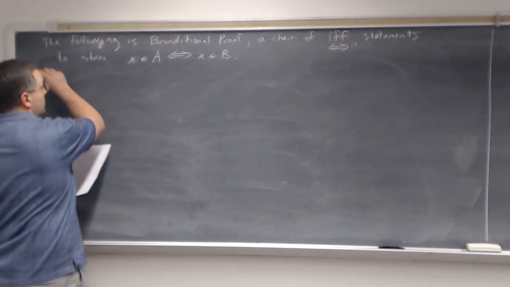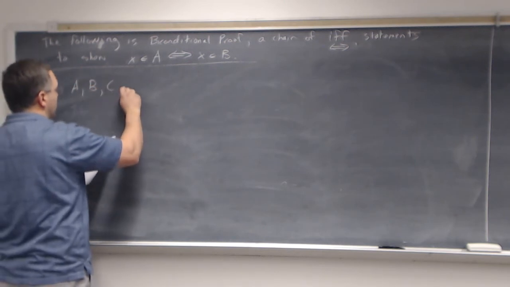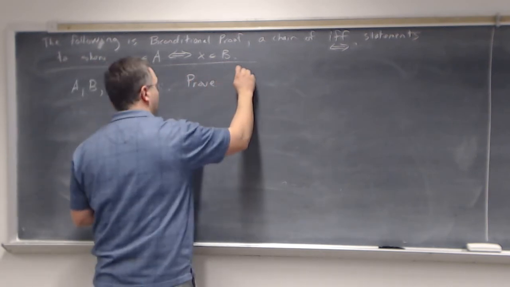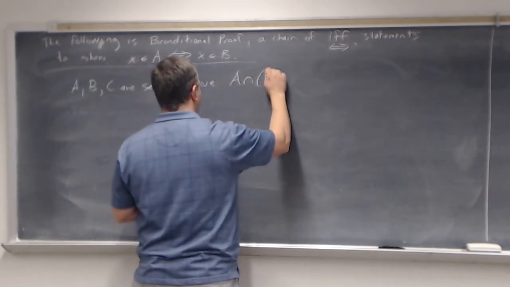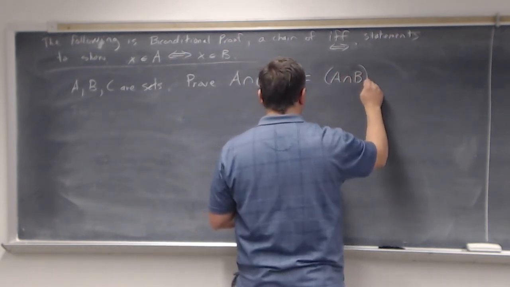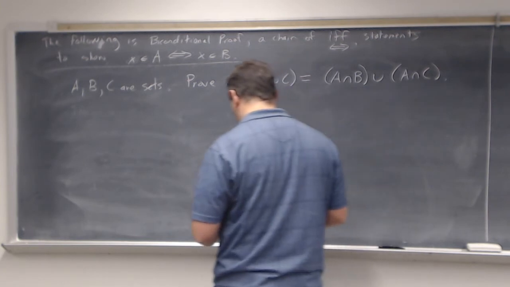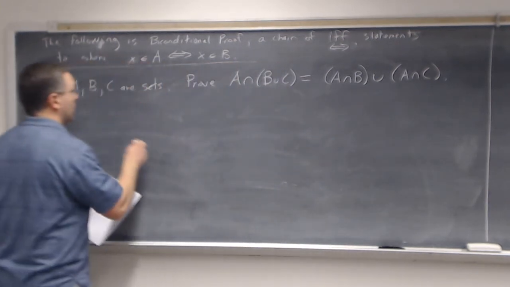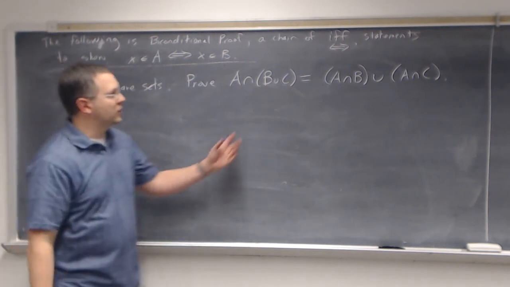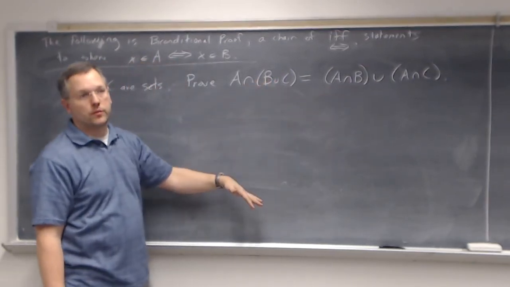All right, here's the statement. A, B, C are sets. Prove that A intersect (B union C) equals (A intersect B) union (A intersect C). So remember, to show these two sets are equal, I'm going to show this is a subset of this, and that this is a subset of this, but I'm going to do it in one proof.